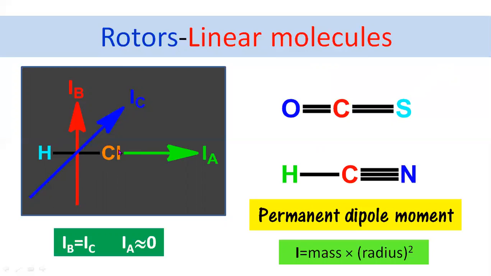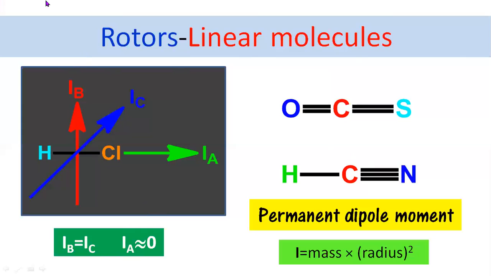If you calculate the distance from the blue axis also, it is exactly the same. This is the reason why the moment of inertia when the molecule is rotating along the IB direction and when it is rotating along the IC direction is exactly the same. So only one moment of inertia is enough for explaining the whole molecule, because IA is 0 and IB equals IC. So I need only one moment of inertia. That's why linear molecules are easier to understand, and rotational spectroscopy is easier to understand for linear molecules.